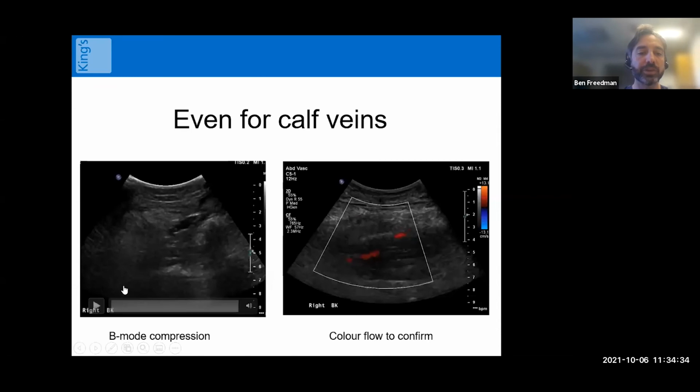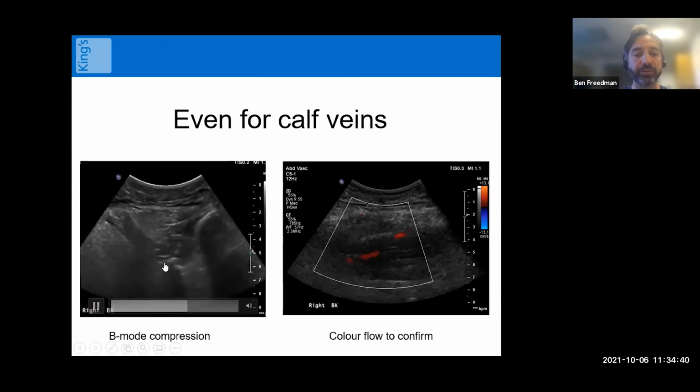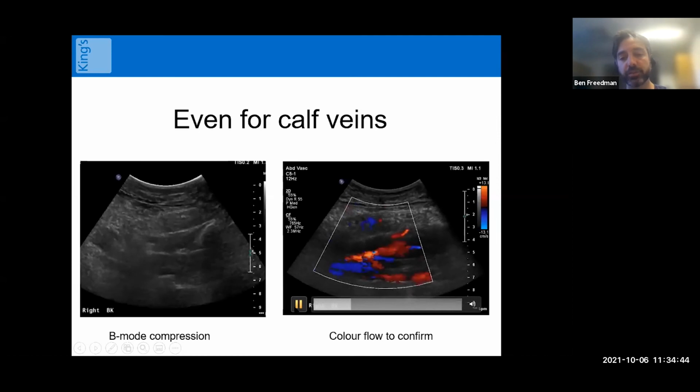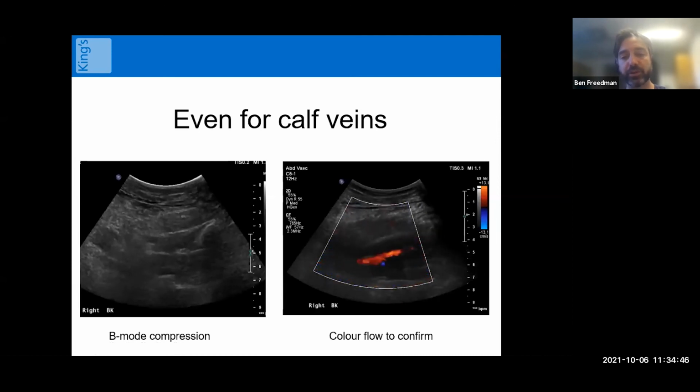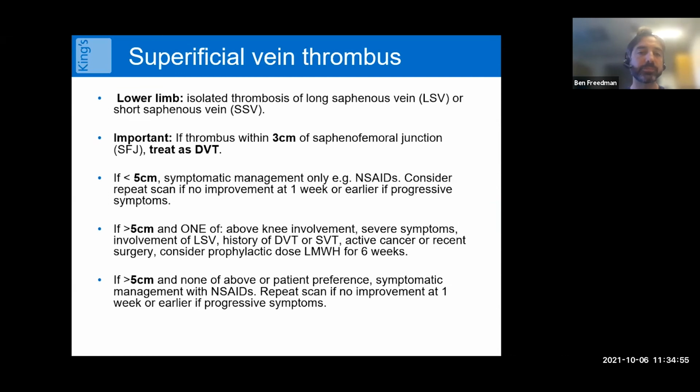In the calf veins, we can sometimes get around these, and you can see, using our different probes again, we can see the calf veins quite well, and we can use the color flow imaging, and we can squeeze the calf and see that flow. But like I say, with the best will in the world, there are some patients where it's just not possible to confidently rule out small calf DVT.